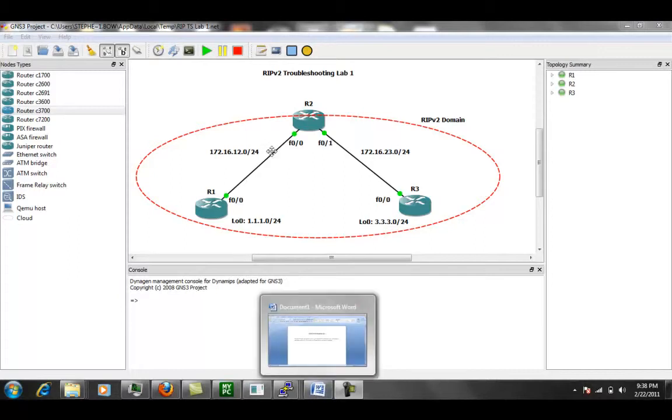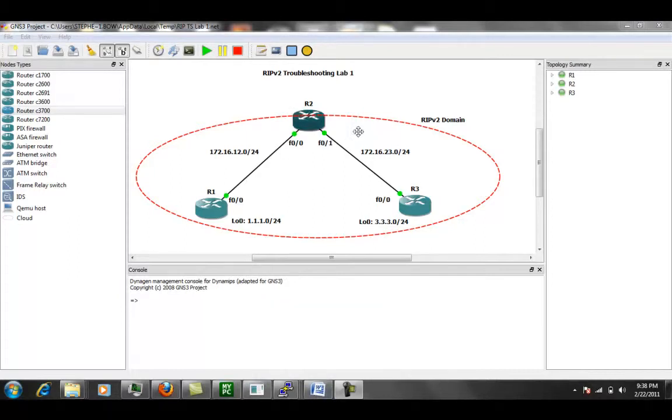And in this lab we have three routers, router 1, 2, and 3. We have a loopback 0 interface on router 1, which is 1.1.1.0/24, and also on R3 we have a loopback 0 as well. On R3, that loopback 0 has the IP address of 3.3.3.0/24.